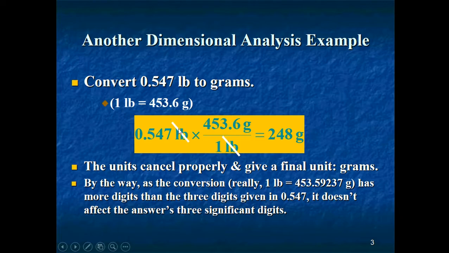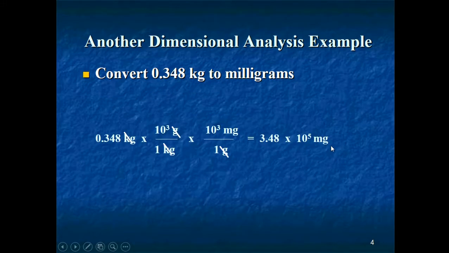So 0.547 times 453.6 grams, and we get 248 grams. Again, 3 significant digits in our original problem, 3 significant digits in our answer.